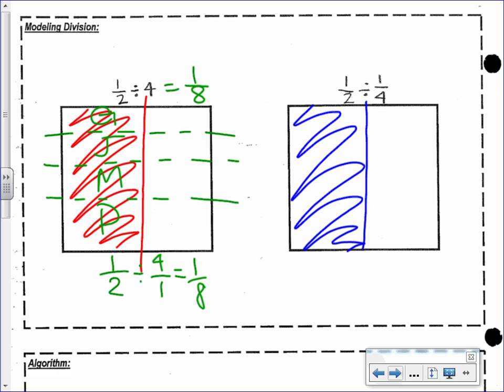It takes a fourth of a yard to make a curtain. You have half a yard. It takes a fourth to make a curtain. How many curtains can you make? You have half a yard, but it takes a fourth to make a curtain. So how many curtains can you make? Talk about this one at your table. 2.